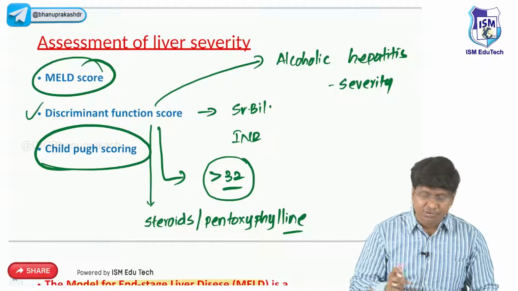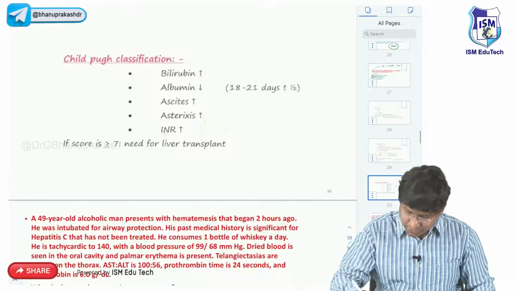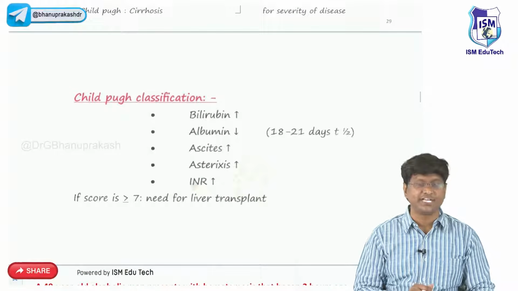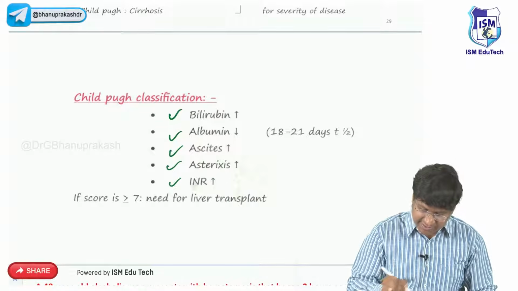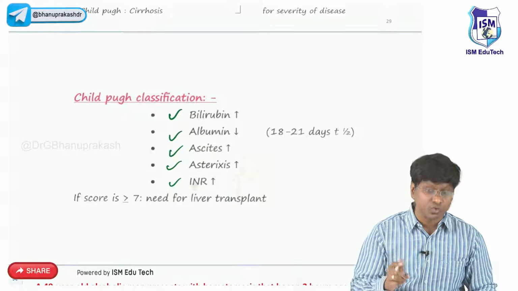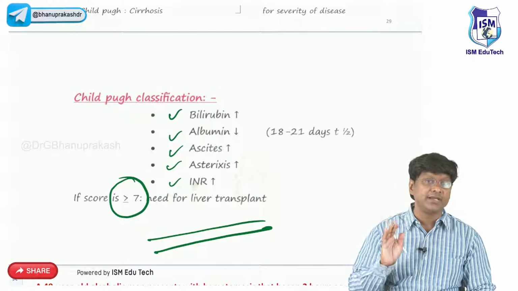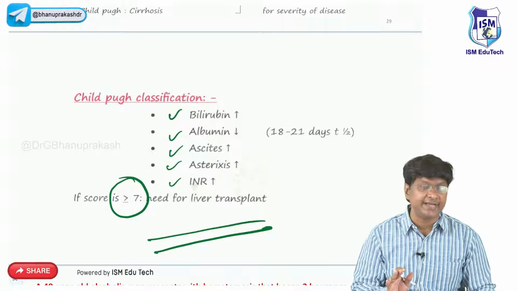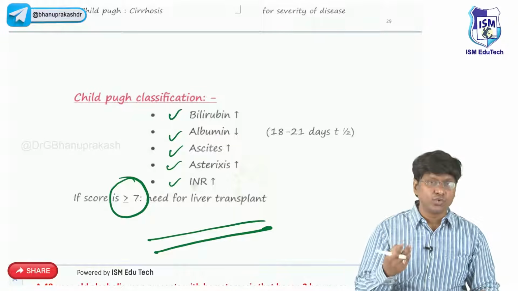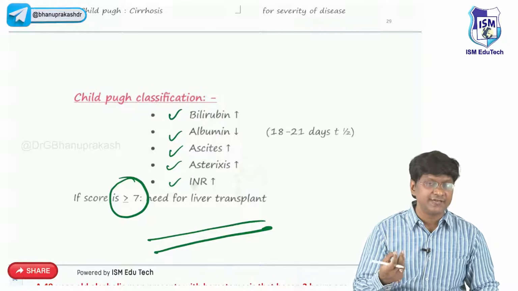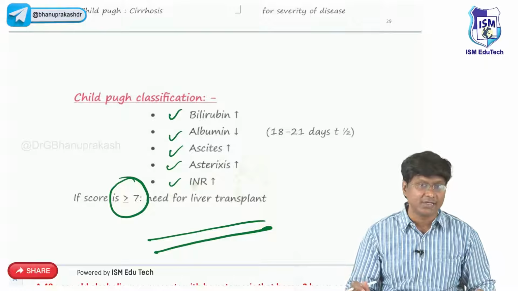Now you take the Child-Pugh score. What are the parameters included in the Child-Pugh score? The parameters included are bilirubin, albumin, ascites, asterixis and INR. And if the score is more than or equal to 7, he is a candidate who requires liver transplantation. So this is about the scoring systems for assessment of the severity of liver disease, that is cirrhosis, as well as alcoholic hepatitis.